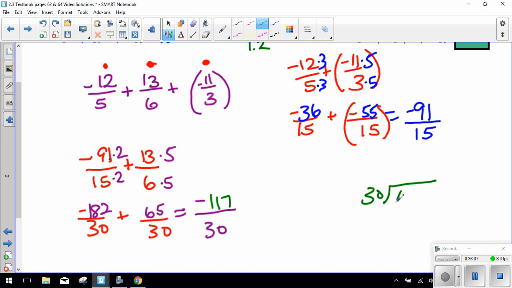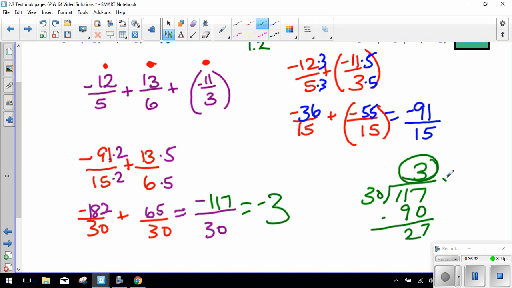So remember, the numerator 117 is my dividend, the 30 is my denominator or divisor. So 30 goes into 117. 4 times would be 120, so it has to be 3 times. That gives me 90. 117 minus 90 is 27. So my solution is -3. This is my integer. This is the remainder, so that's my numerator. And what I divided by is my denominator.